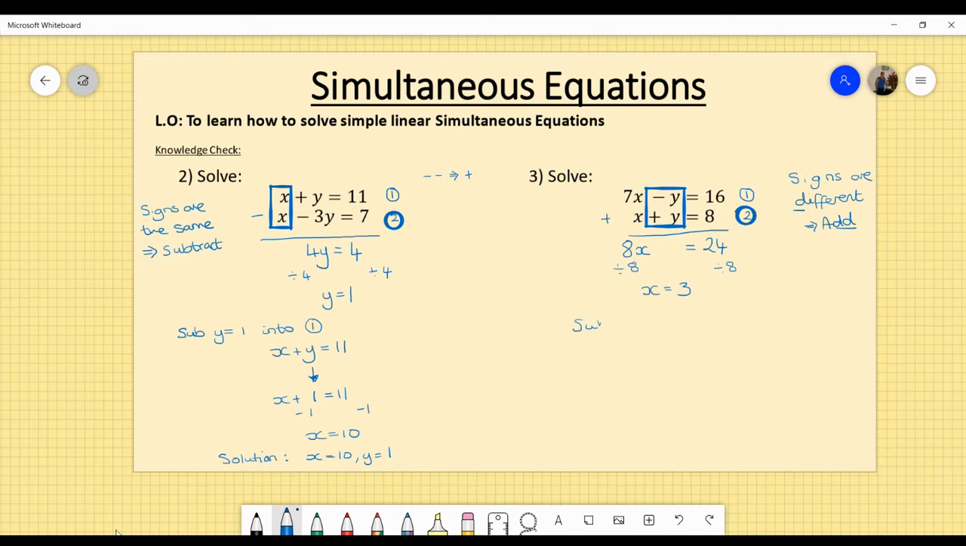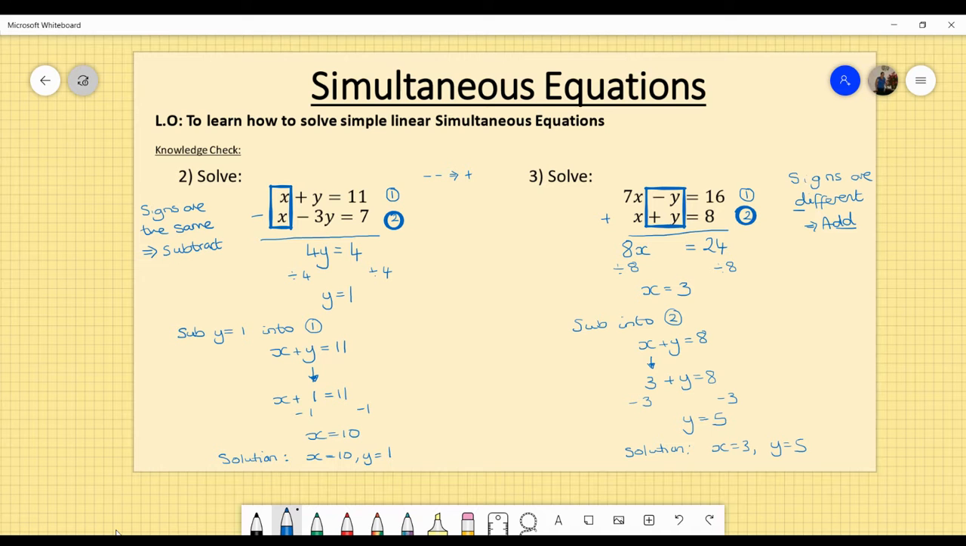I then need to substitute this into one of the equations. Again, for me, looking at it, I think equation 2 is actually the easiest one. So therefore, that's my x plus y equals 8. But I currently know x is worth 3. So it's 3 plus y equals 8. Then to solve, you would take away the 3 from both sides to give you y equals 5. So your solution at the end is x is equal to 3 when y is equal to 5. And again, you can check it in the other equation. So equation 1, 7 lots of x, so 7 times 3 is 21.